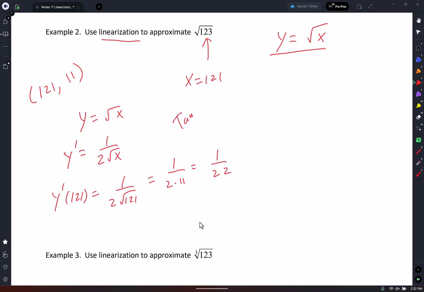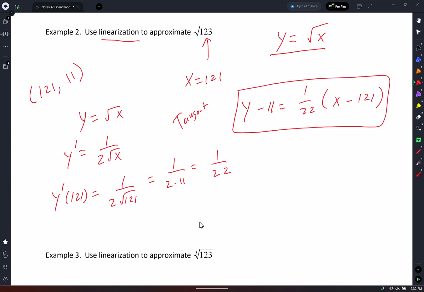Tangent line. What's my tangent line that I'm going to use? y minus 11 equals 1 over 22 times (x minus 121). This is the tangent line that you're going to use to figure out what the square root of 123 is. Are we okay, guys?